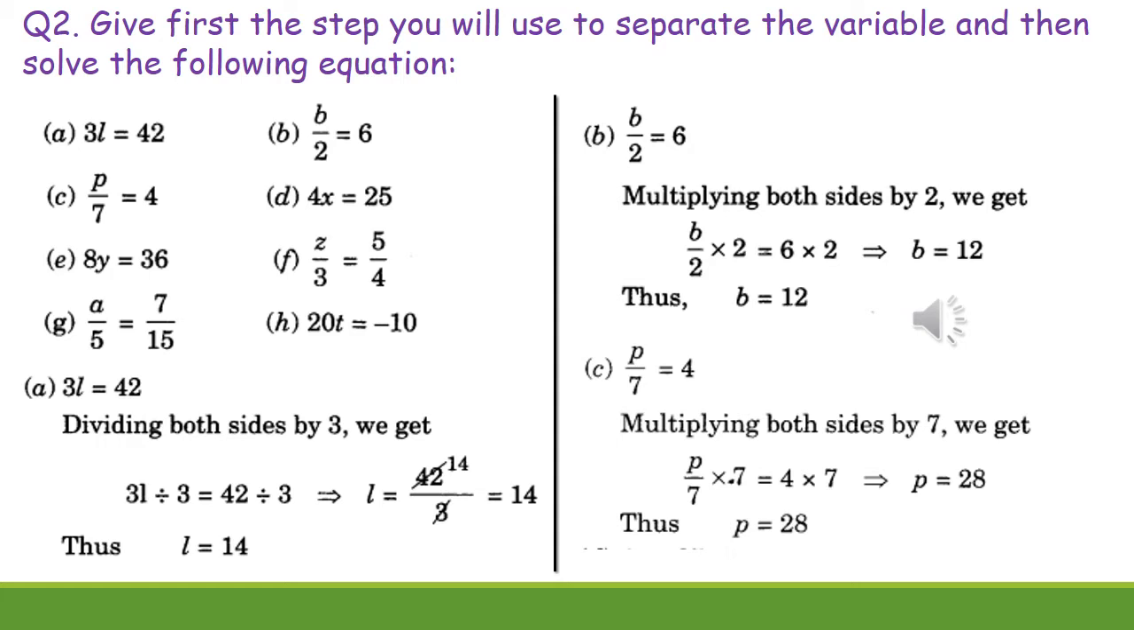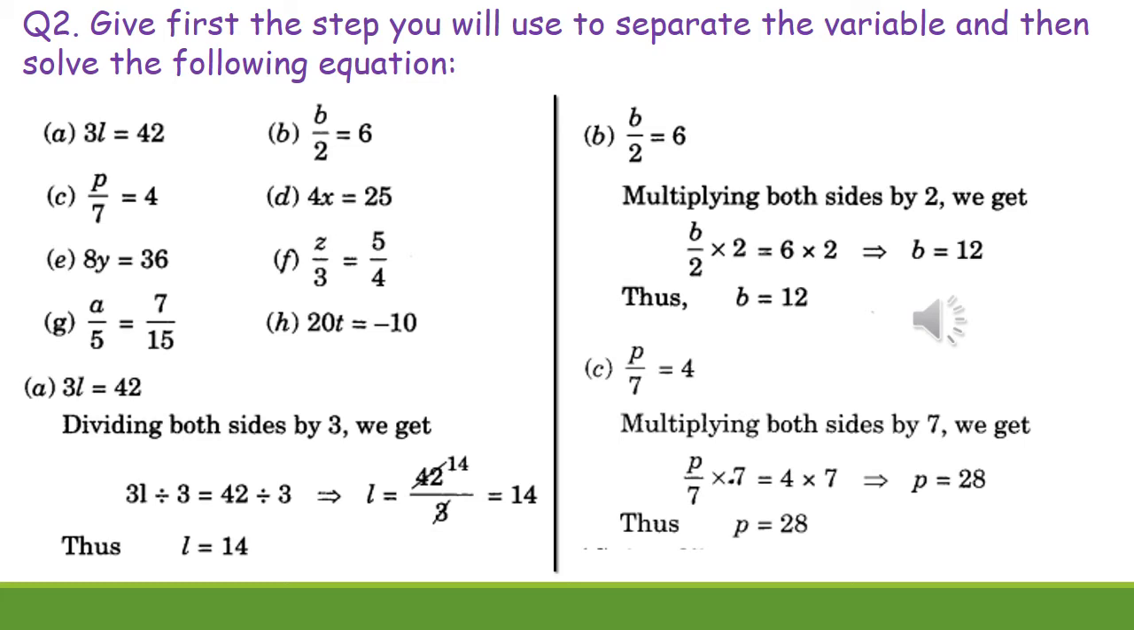Here, along with the variable L, 3 is multiplied and we have to separate L. So we have to divide 3L by 3. So we are dividing both sides of the equation by 3. So 3L divided by 3 is equal to 42 by 3. 3L divided by 3 gives us L, and 42 by 3, if we reduce, we are getting 14. So L is equal to 14 is the solution of the equation.